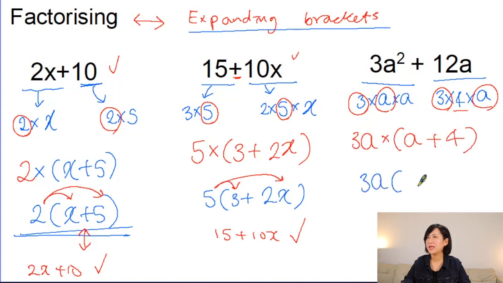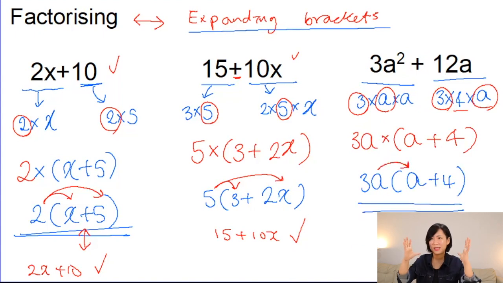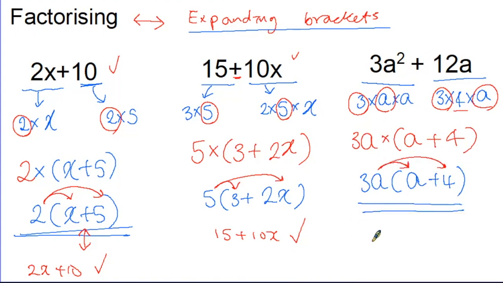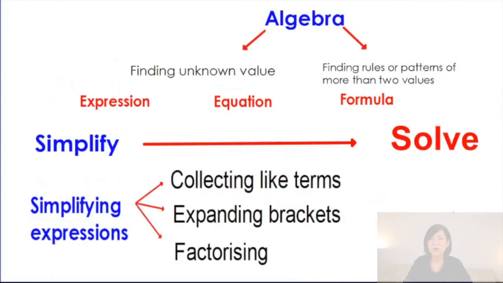Let's double check by expanding the bracket. You distribute 3a to the terms inside the bracket. So 3a times a gives you 3a squared, plus 3a times 4, which is 12a. Done. Okay, so this is the end of the lesson.